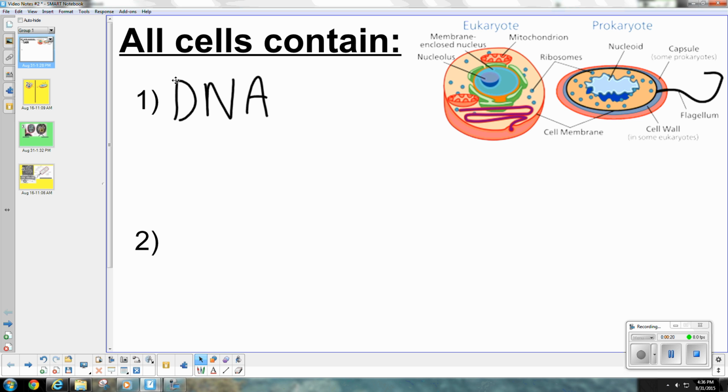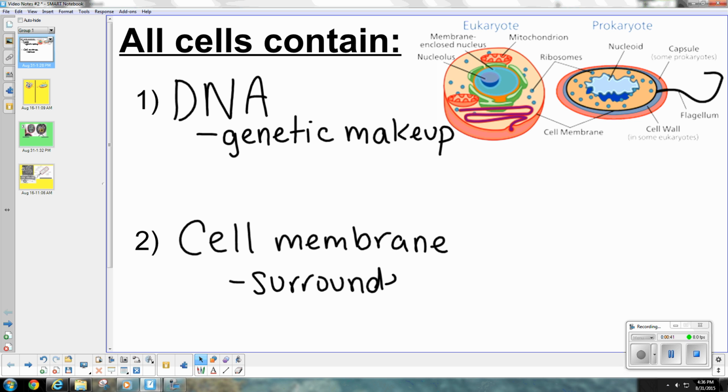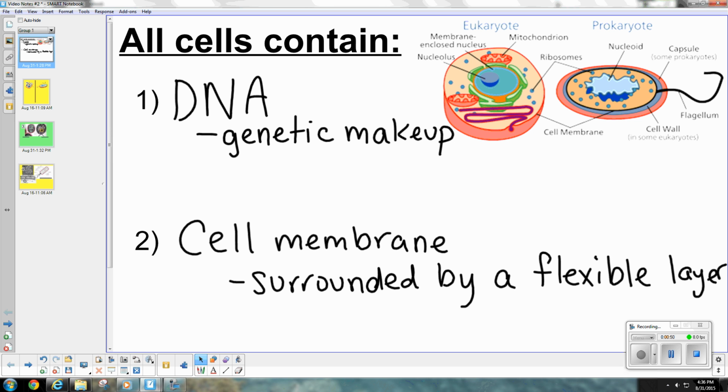Now keep in mind DNA is simply the genetic makeup, and that's where it's going to be stored. And then the second thing that all cells contain is a cell membrane. Now these are probably terms you have heard before. The cell membrane is simply a flexible layer that surrounds the cell. And so these two things are what all cells contain.